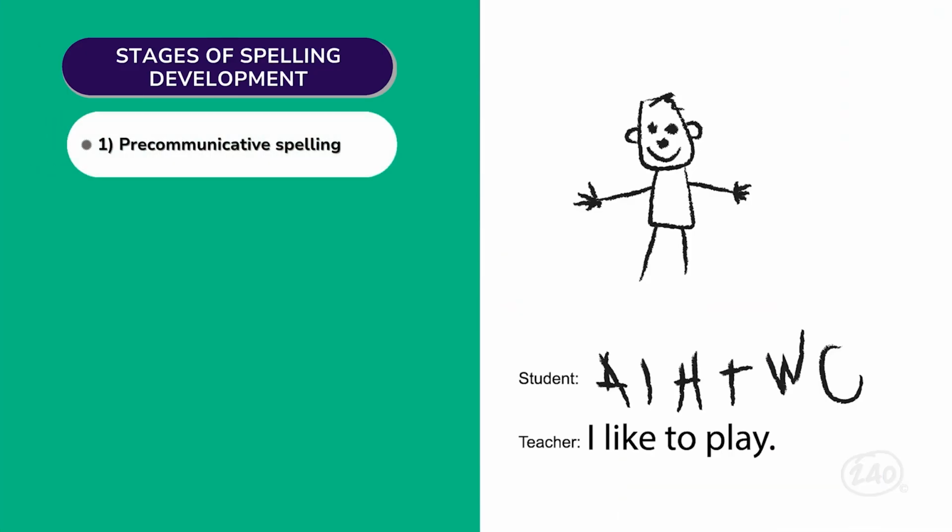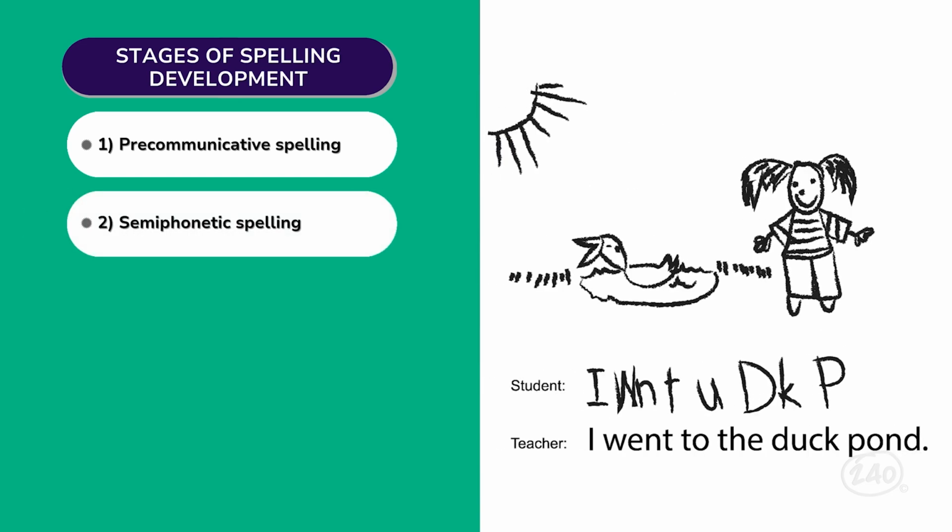In the pre-communicative spelling stage, a child uses letters from the alphabet to represent words without demonstrating knowledge of letter-sound correspondence. The words appear as random strings of letters. In the semiphonetic stage, some knowledge of letter-sound correspondence is apparent in a child's attempt to spell. It is common to see single letters used to represent whole words, syllables, or sounds in which multiple letters are conventionally used.